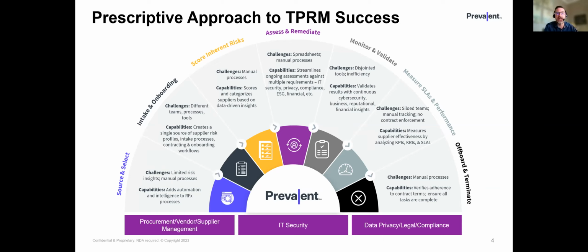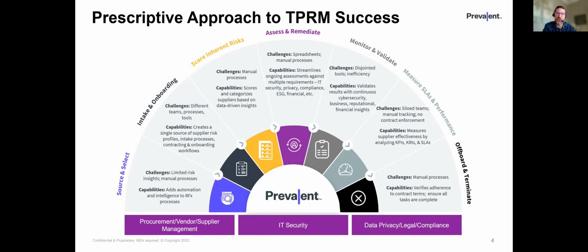Getting automation and intelligence when you're evaluating vendors. Finding out if a vendor is fit for purpose or fit for use is great for the business, but it's also bad for the business if you don't know if they match your risk threshold. Creating a single source of the truth in terms of supplier risk profiles, intake processes, contracting and onboarding workflows tends to be a challenge for a lot of orgs. Different tools in place and processes really just add to the problem. And third, not having a good inherent risk score, so you have a baseline from which to build the rest of your assessment strategy.